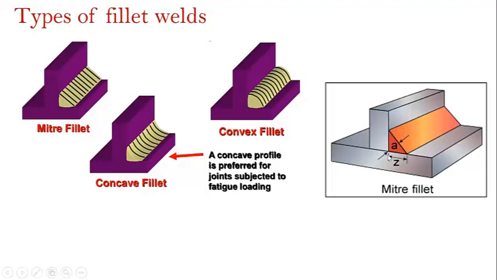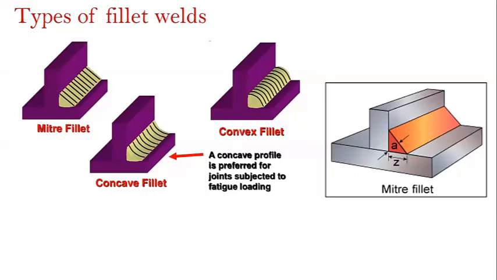So you find the shape of the fillet weld in an exact triangular, and the surface of the fillet weld is completely flat. You don't find any disturbances in the top surface of the weld material. Okay, so when the surface of the weld material is completely flat, then it is called a miter fillet weld. So in miter fillet weld, you will find the surface of the weld material in a flat position.